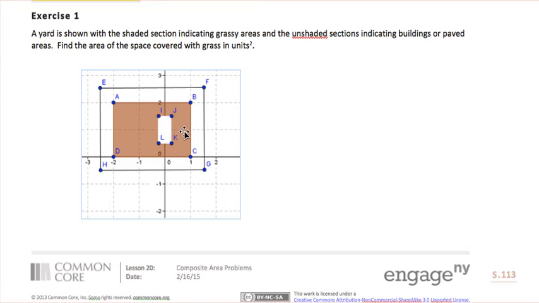In order to find those areas, first of all, we do have a rectangular area for the grass. So we can find the area of the rectangle first, and then we can find the area of this building inside and subtract it.